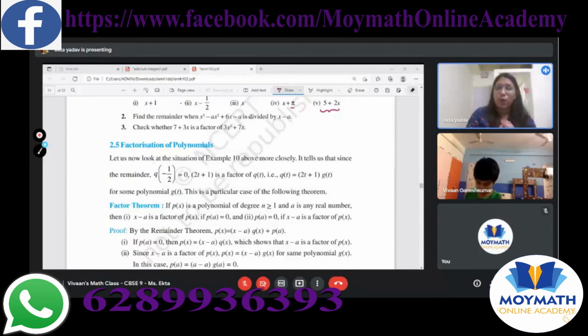They have given you one polynomial, x cubed minus ax squared minus 6x minus 8, and they have given you the divisor x minus a. So what is the root? It is a, right? So find P(a) directly. Put the value of x as a and find what remainder you get.